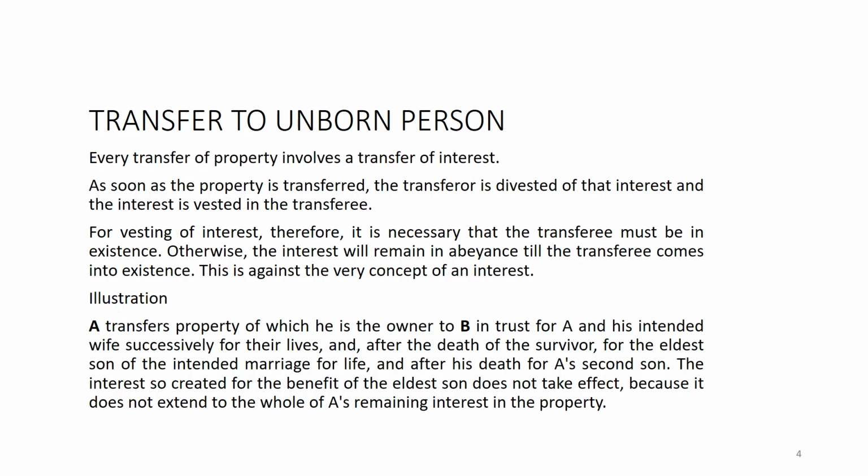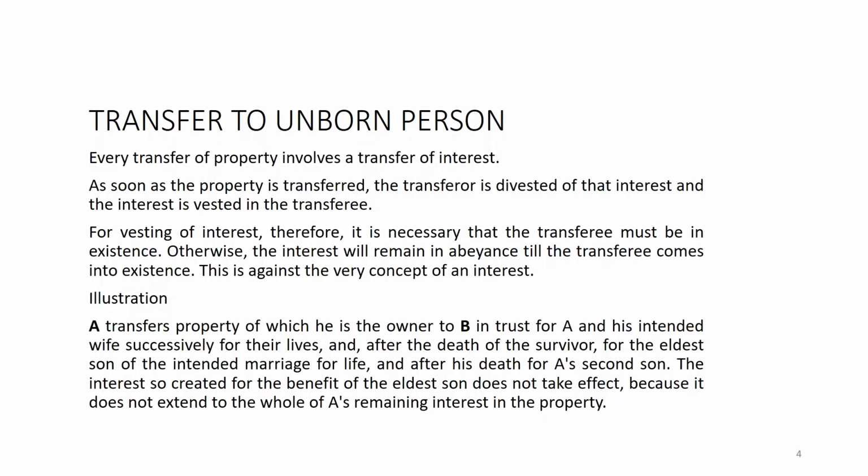The interest so created for the benefit of the eldest son does not take effect, because it does not extend to the whole of the remaining interest in the property. What does this illustration want to say? A has transferred to B, B is going to survive, and then the surviving wife will have children. So he wants to transfer to the eldest son, but this will come at the end. Before that, he is saying that this property will remain in the hand of the younger son, okay.